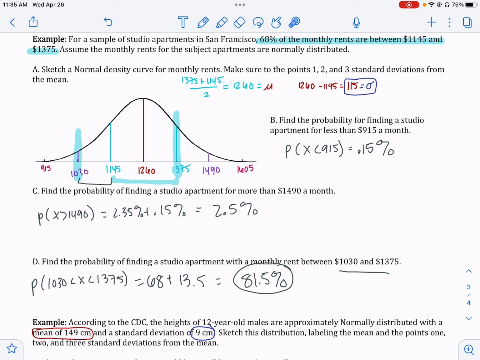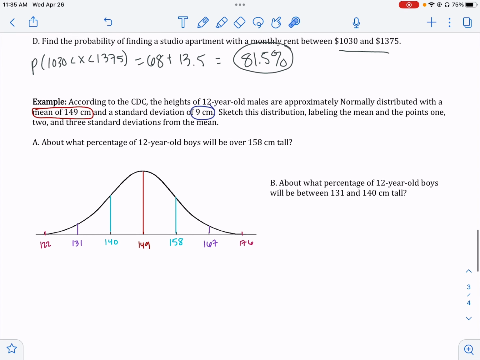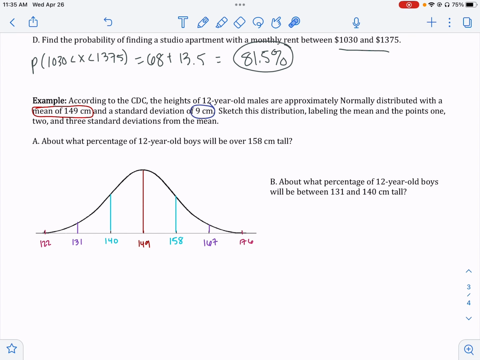So this is the one with the apartments. The last one here was talking about the heights of 12-year-old males. And this one's given to us in centimeters instead of inches. That's okay. Same thing though, start with the mean, smack dab here. The standard deviation gave me my bins, and now I'm ready to answer the questions.